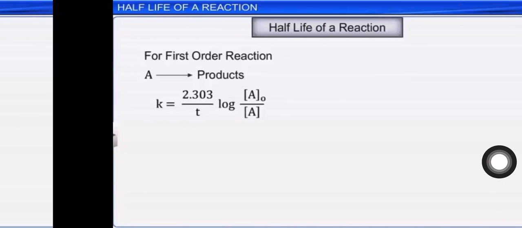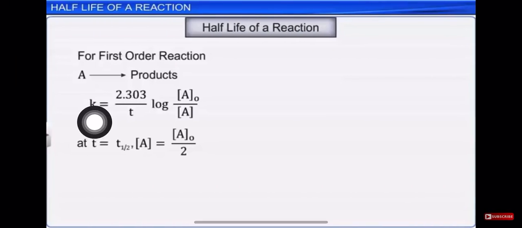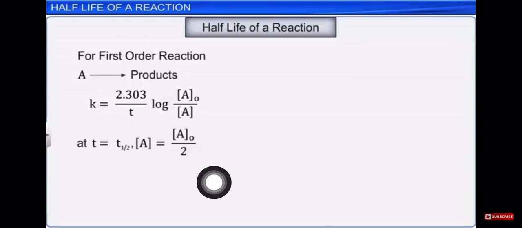Now we are going to see the second order reaction. So again we are taking our reactant A, which is forming our product, and we know the formula for the same: K is equal to 2.303 by T log of initial concentration upon final concentration, the reactant, but this is of initial and this is at any time, right? So again, by taking T equal to T half, and A equal to A initial by 2, we keep these values here.